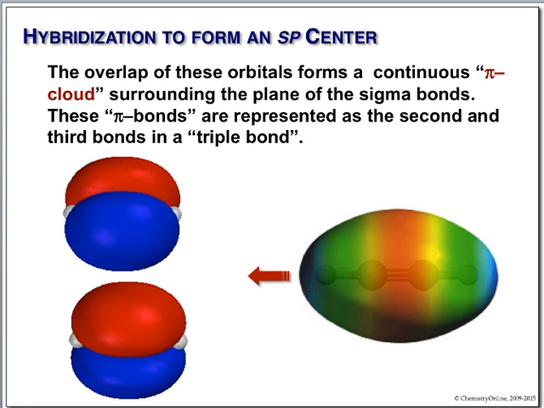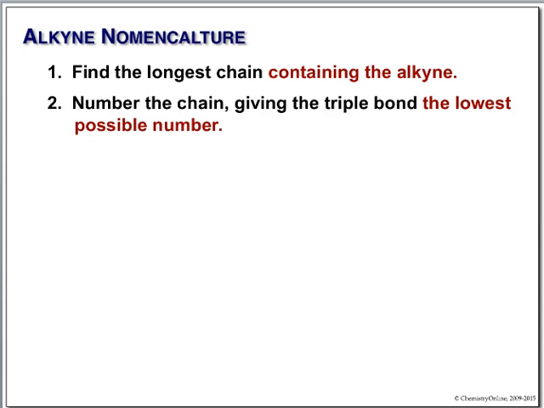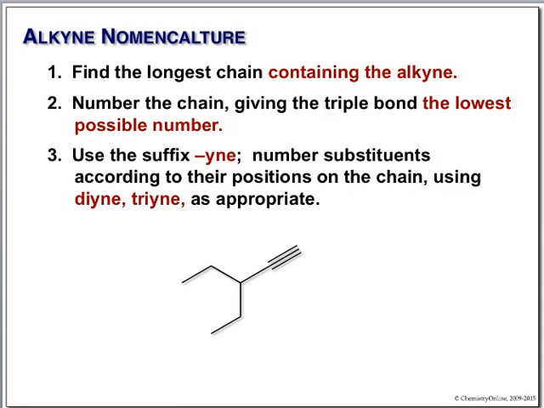Whenever we have a new functional group, the first thing we get to do is to name it. Just like with alkenes, we want to choose the longest chain, but it must contain the alkyne. That's rule 1. When we number our chain, we want to give the first carbon of our alkyne the lowest possible number. Our suffix here is going to be yne.